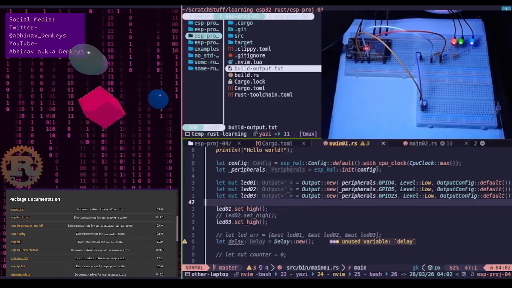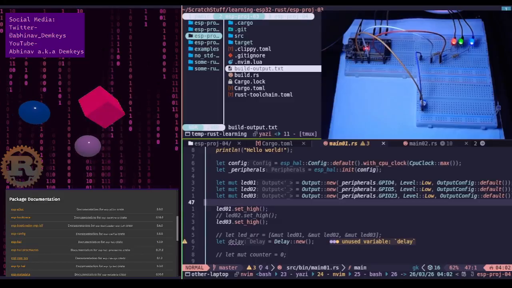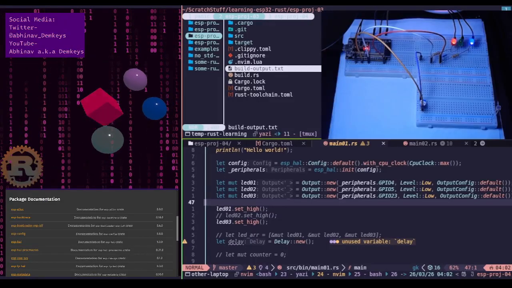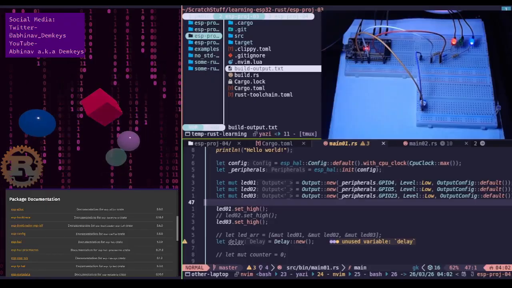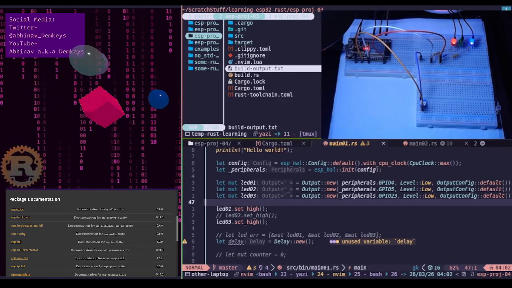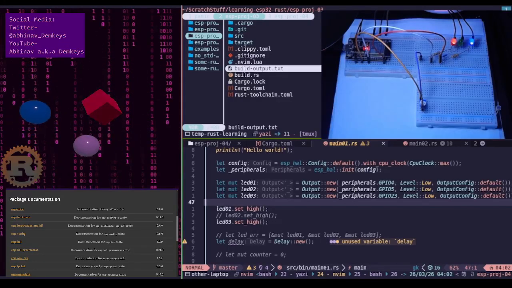I could be wrong. I should look that up at some point. I don't do Arduino Uno stuff anymore. I don't plan on doing Arduino Uno stuff because I'm using ESP32, so I have no reason to do Arduino Uno stuff. But yeah, out of curiosity, I should look that up.